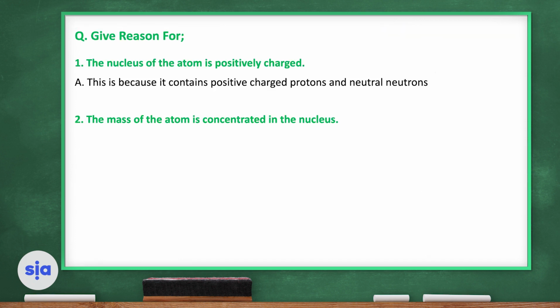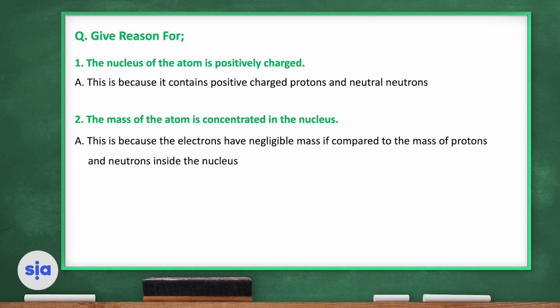The mass of the atom is concentrated in the nucleus. Do you remember when I said that electrons have negligible mass? That's why the mass of the protons and the neutrons inside the nucleus make the majority of the mass of the atom. That's why we say that the mass of the atom is concentrated in its nucleus.